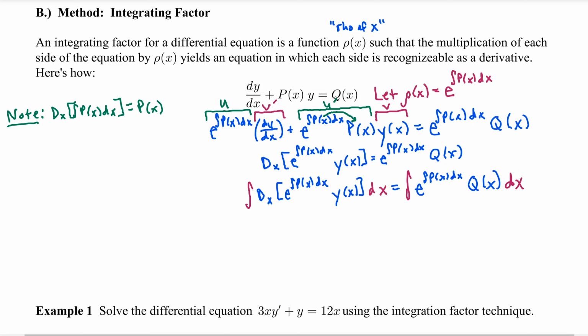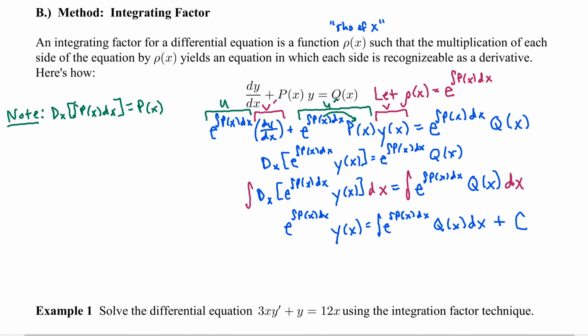So looking at the big picture here, on the left side, we have the integral with respect to x of the derivative with respect to x. When you integrate a derivative, you end up with your original integrand. Therefore, executing the integral on the left side, we get the integrand, e to the integral of p of x dx times y of x equals the integral of e to the integral of p of x dx times q of x dx. Okay, and eventually when we execute that integral, we will obtain an arbitrary constant on the left side.